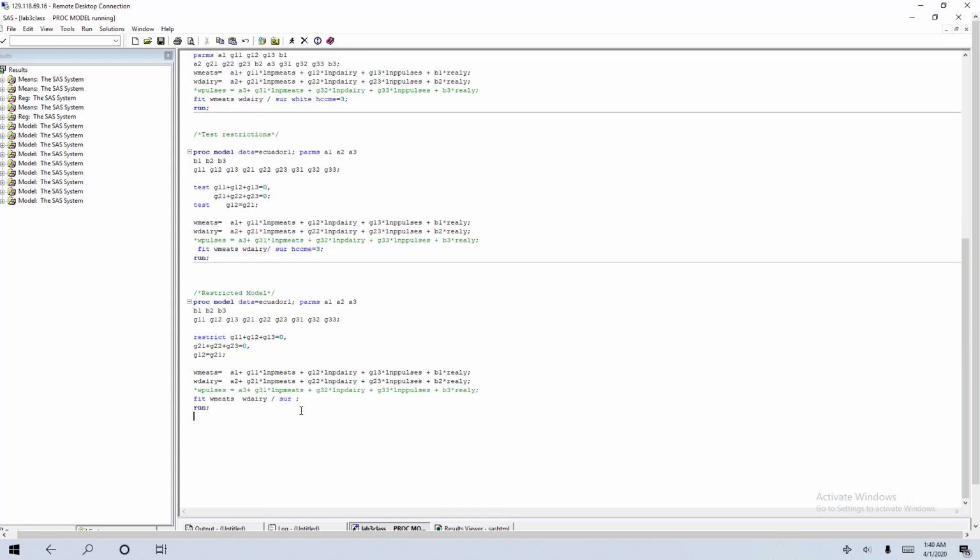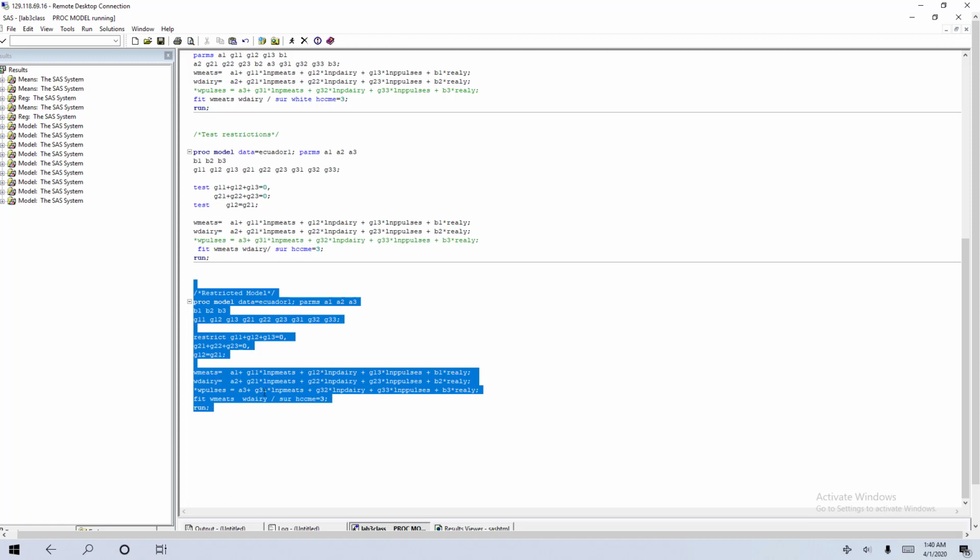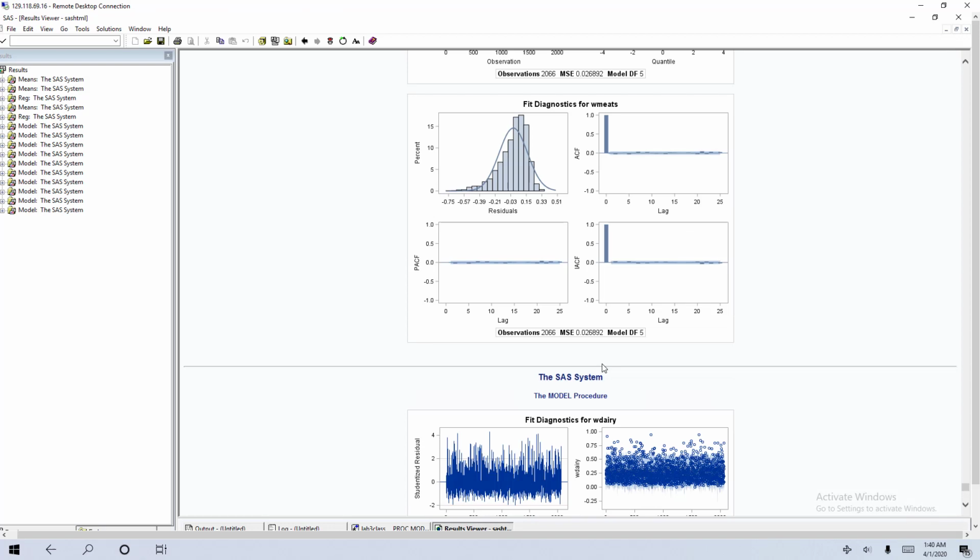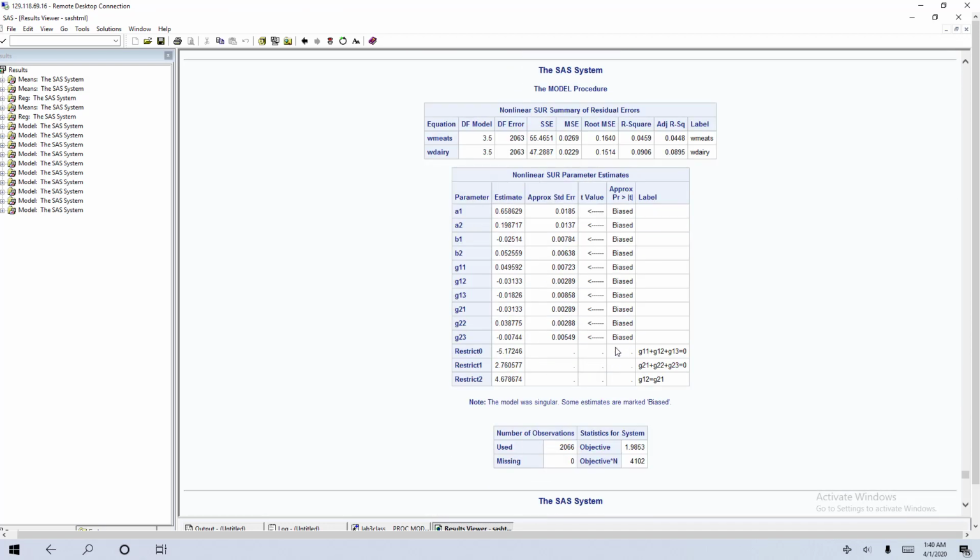Okay, so now let's impose HCCME equal to 3. Sometimes you have to be careful, sometimes it works, sometimes it doesn't work. So this is a restricted model. Okay, so let's see what happens. And here we had a problem.